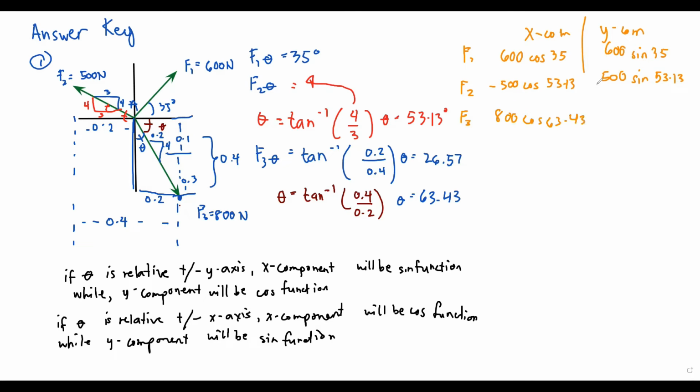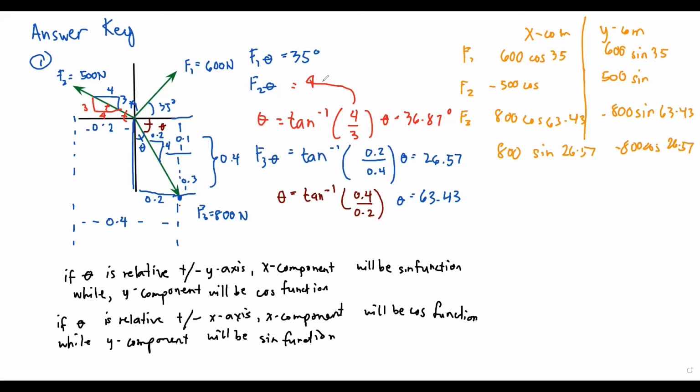While negative 800 sine 63.43. If you use the blue theta as the angle, then it's reversed. So it becomes 800, positive pa rin pala, 800 sine 26.57 and so on. And negative 800 cosine 26.57. Okay, so a few changes.